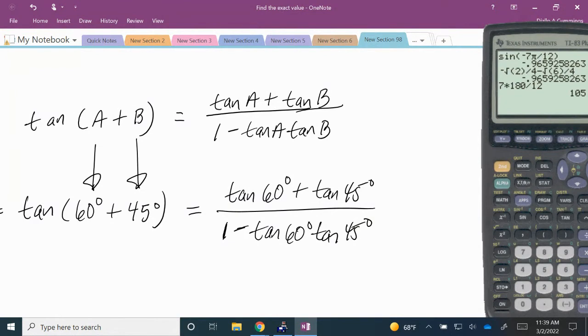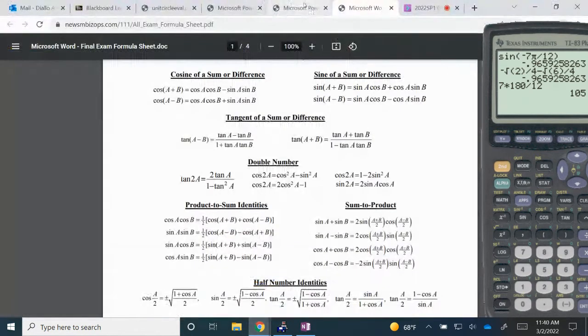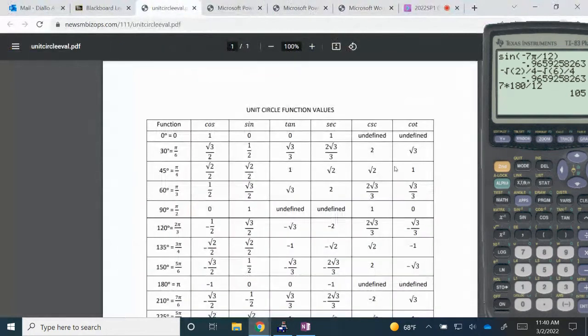All right, so now we need to find the tangent for both 60 and 45. The quickest way to find tangent values is by using the unit circle function value sheet. So if we look at 60 degrees, which is here, the tangent for 60 degrees is square root of 3. If we look at 45 degrees, the tangent is 1.